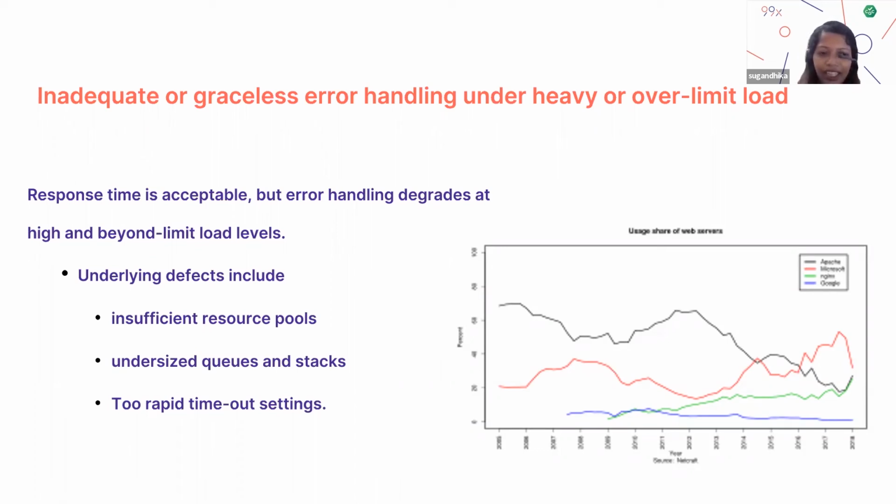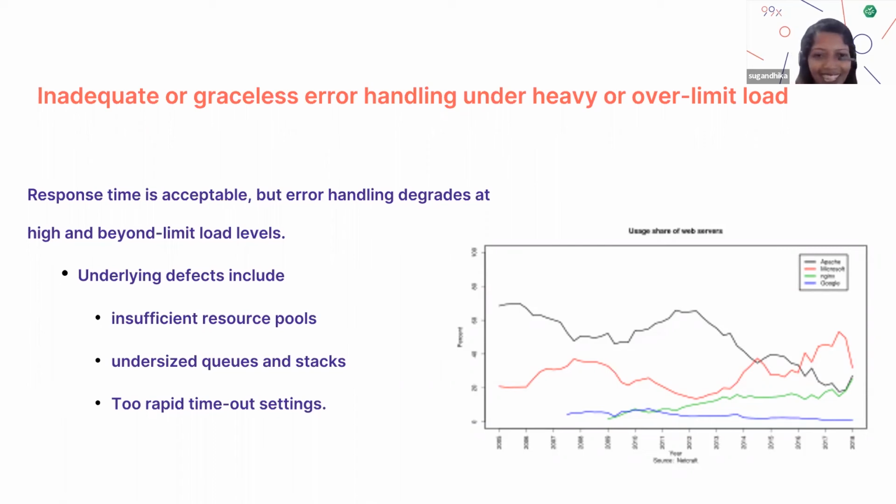Likewise, if you define an insufficient resource pool, you cannot process all the requests coming into the pool. You will get a lot of errors, but those who get into the pool won't fail. They will be processed properly and give a response time at an acceptable level. There are some other issues too, like undersized queues and stacks, and also too rapid timeout settings. These are reasons to have a lot of errors, but within the acceptable level.